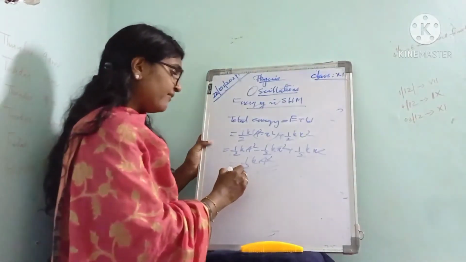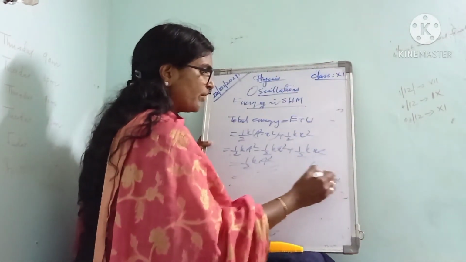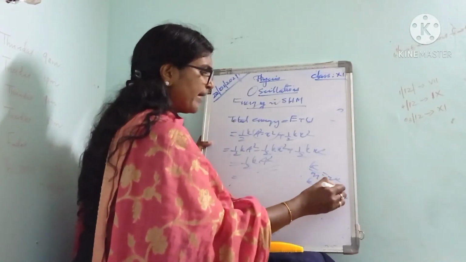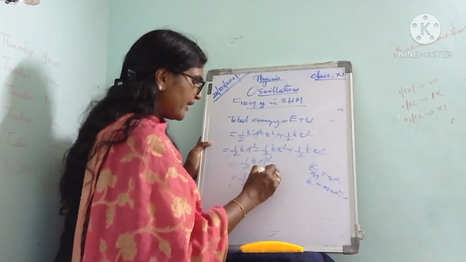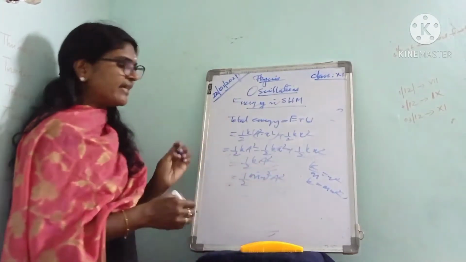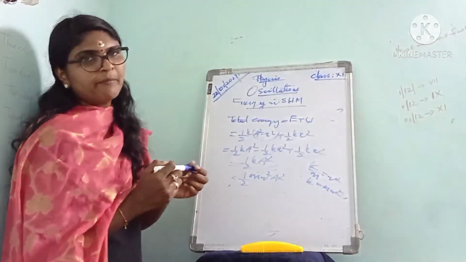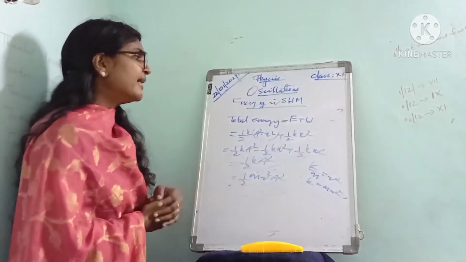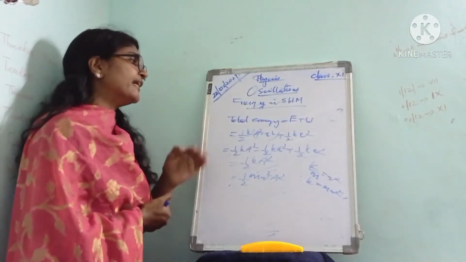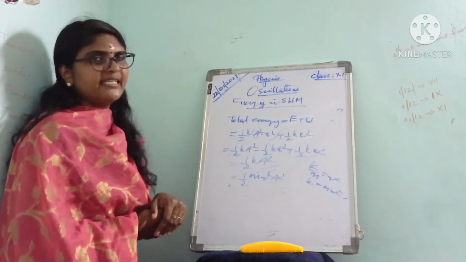Then instead of k we can substitute. We know k by m equal to omega square, so k equals m omega square. Then we can write half m omega square a square. This is the energy of a particle that executes simple harmonic motion, half k a square or half m omega square a square. The total energy is the sum of kinetic energy and potential energy.